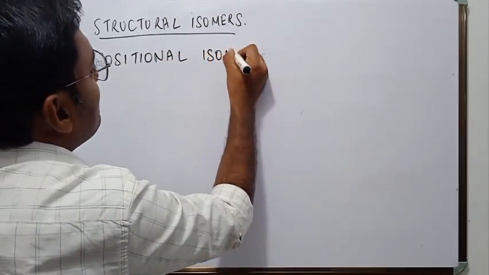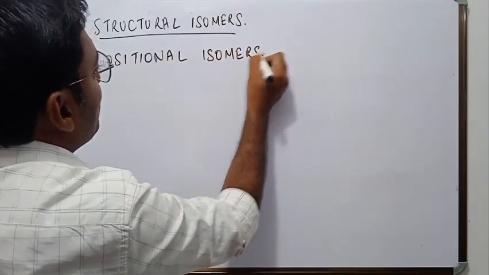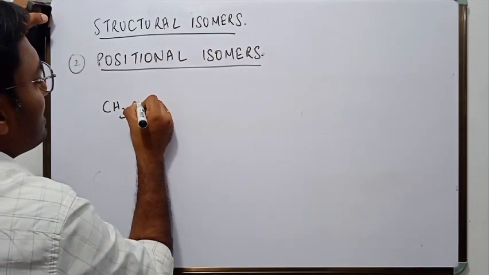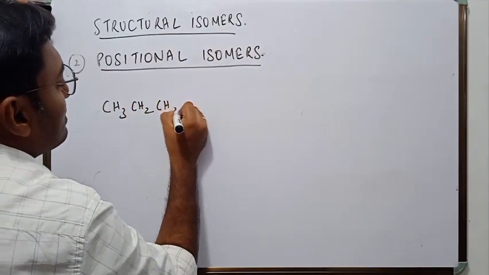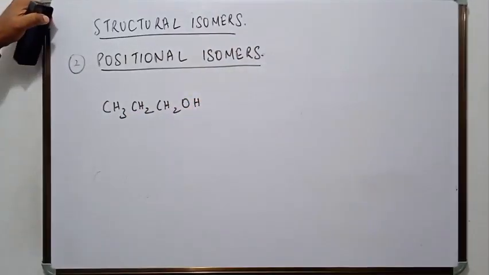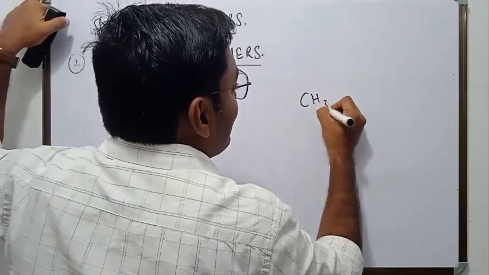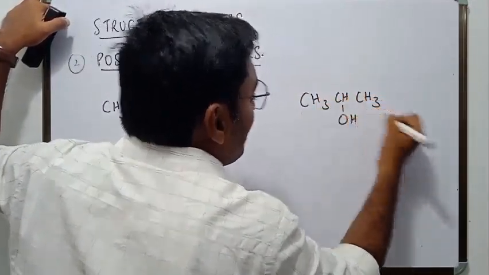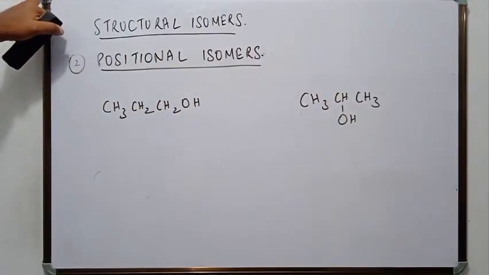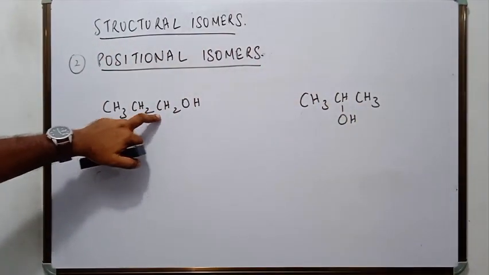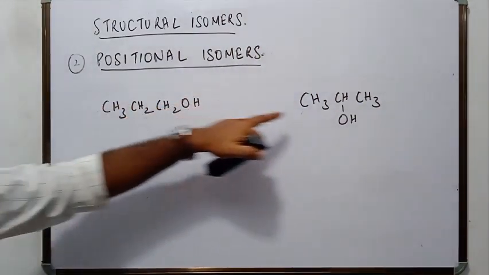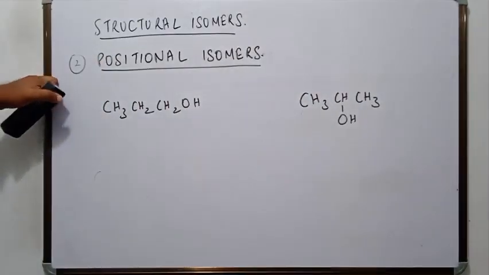Positional isomers. Let me first write down the example and then we will see what it is. So this is the first example. This is N-propyl alcohol and this is isopropyl alcohol, right? This is 1-propanol and this is 2-propanol. N-propyl alcohol, isopropyl alcohol. Now what is the difference here?